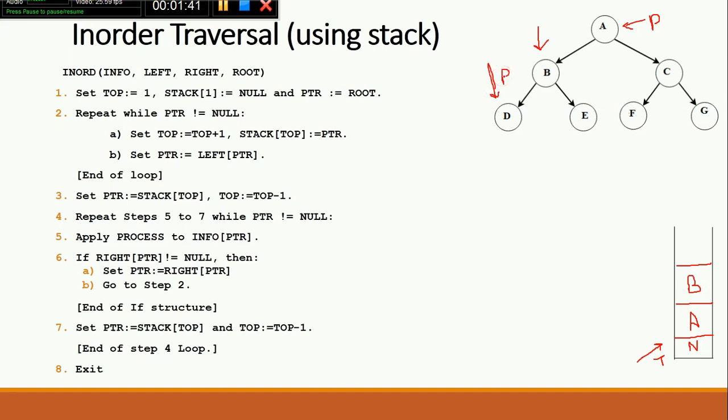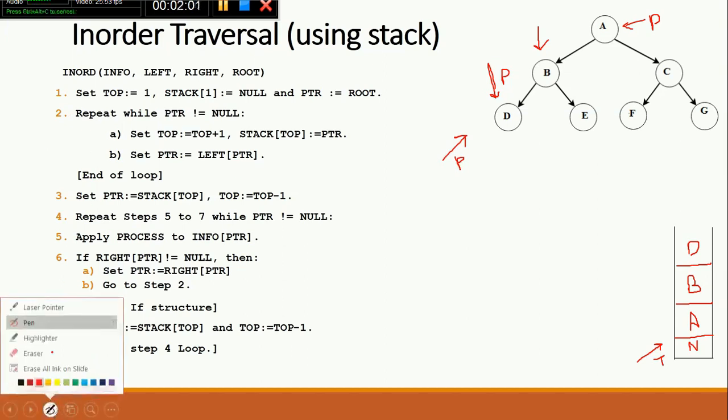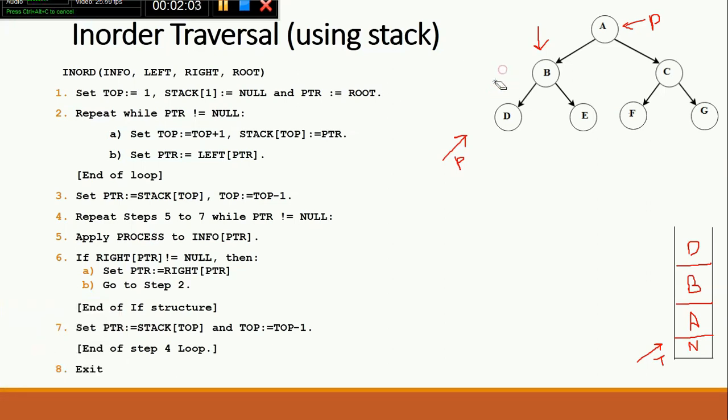Okay. Now again it says ptr is not null, then set top equal to top plus 1. So d will be copied here and ptr equal to left ptr. This time it is null now. So once this loop terminates, this is the current scenario. The ptr is pointing to null, and at the top we have d. Okay, this is my top.